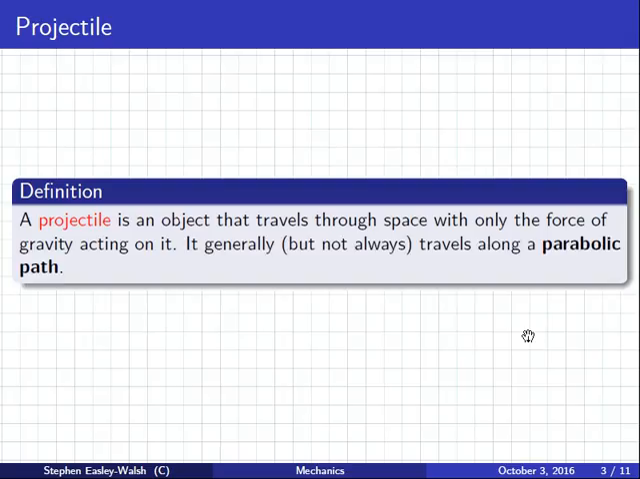Does anybody know this word? Parabolic? This shape. Yep. Where have you seen this in maths class? Quadratic. Yes, that's what it is. Yeah, quadratics. Okay. Write that down, please.